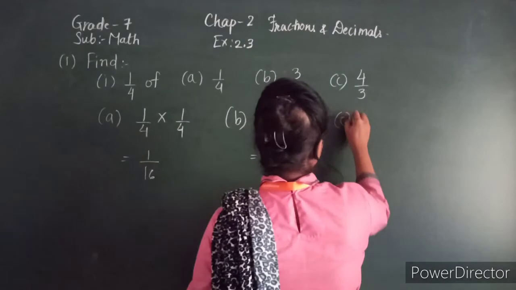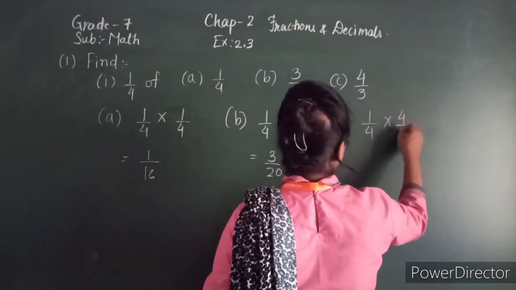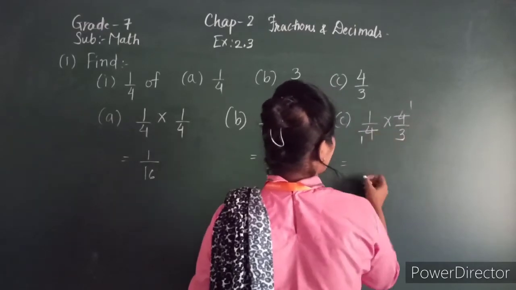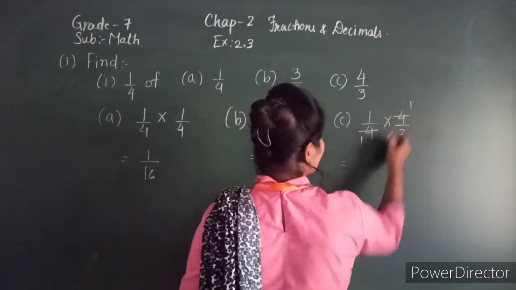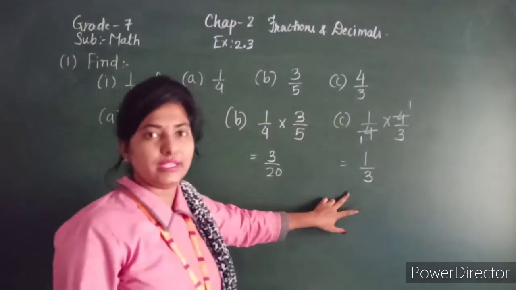Now this C part, 1 by 4 into 4 upon 3. Now here cutting is possible. 4 ones are 4 and 4 ones are 4. So here 1 1 side is 1 and 1 3 side is 3. So our answer is 1 upon 3.